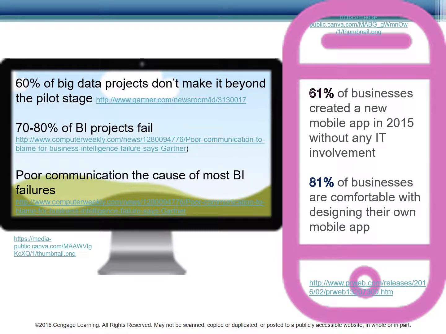With the development of mobile apps, new trends have emerged for business. IT is becoming decentralized. That is, people are doing their own thing without even talking to the IT group. In fact, 61% of businesses admitted that they had created a mobile app, often multiple apps, without any IT involvement or approval. They didn't want to face the long timeline for IT projects and the poor success rates, so they would very quickly develop their own app. 81% of businesses are comfortable with doing that.